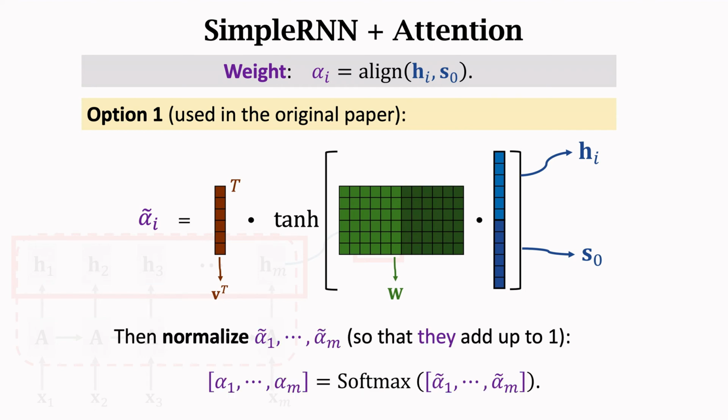After computing all the alphas, we normalize them so that they add up to 1. We can simply use the softmax function for normalizing the alpha tildes. Denote the outputs by alpha 1 to alpha m. The alphas are the outputs of the align function. The alphas are the weights we seek to find. This is just one feasible approach to computing alphas. There are many other alternative approaches. Don't be surprised if you find a different implementation of the align function.